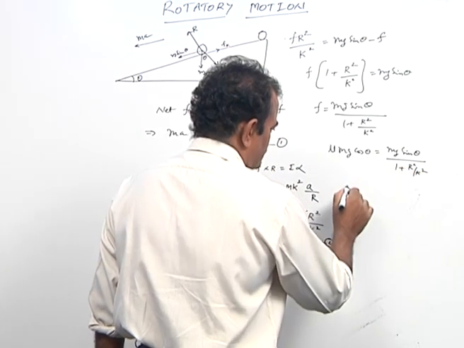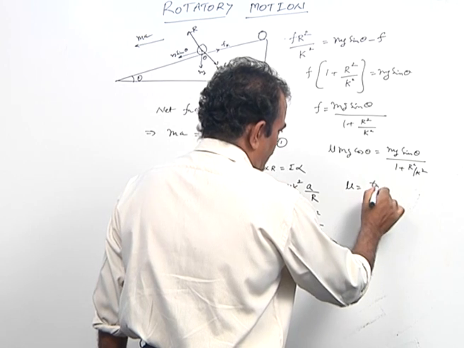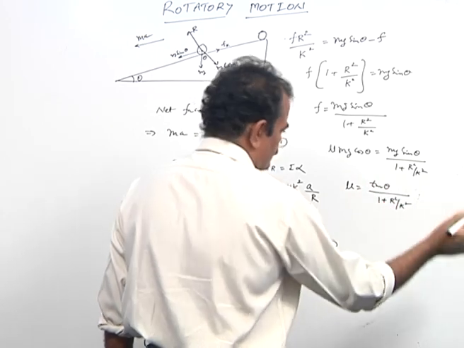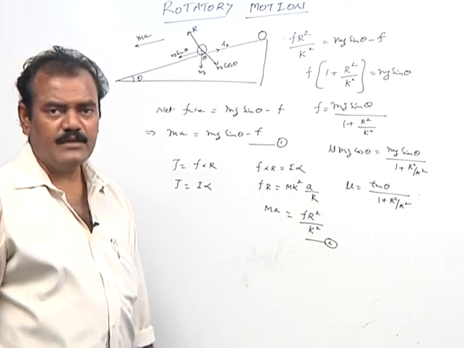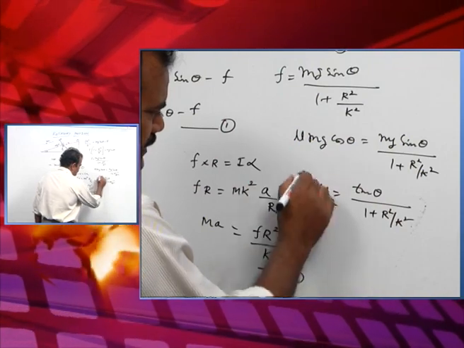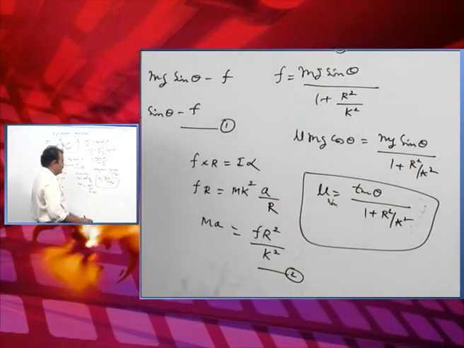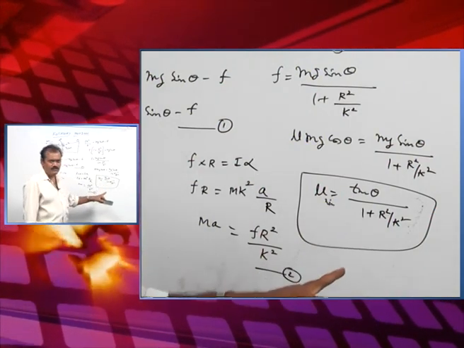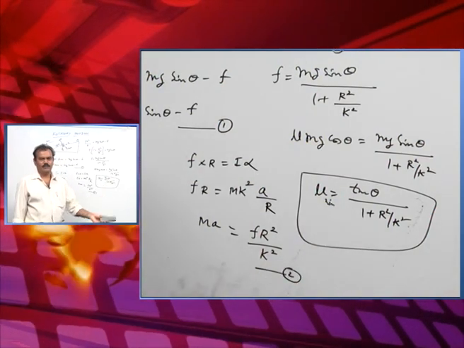And thereafter mu is equal to tan theta by 1 plus r square by K square, and this is the minimum coefficient of friction, that is mu minimum is equal to tan theta by 1 plus r square by K square. And this is the general formula, we can apply this general formula for any rolling body.